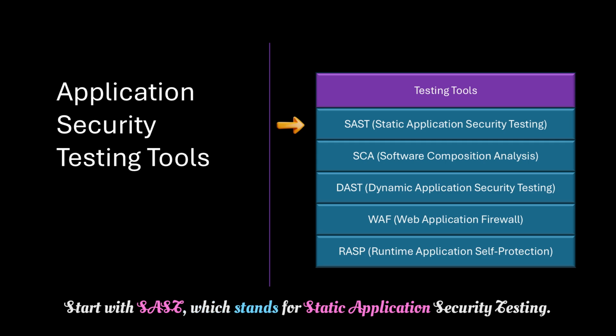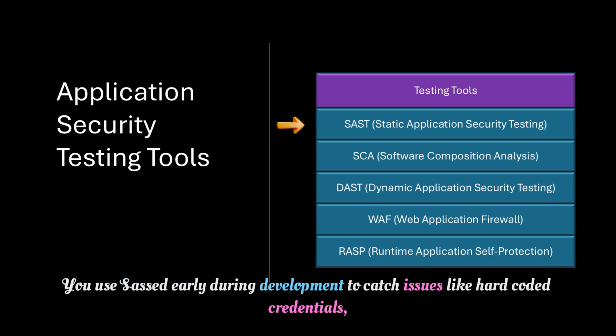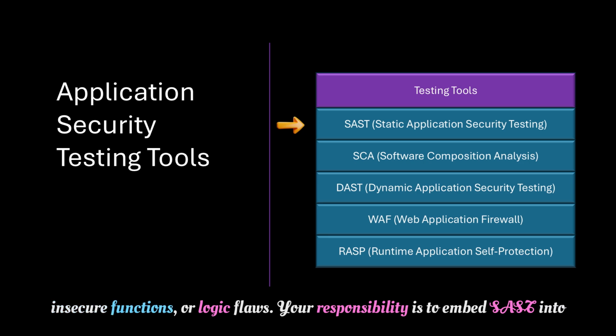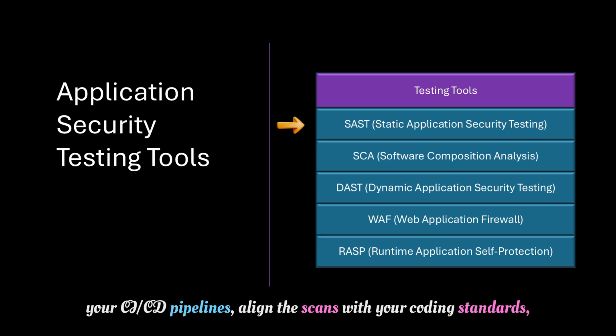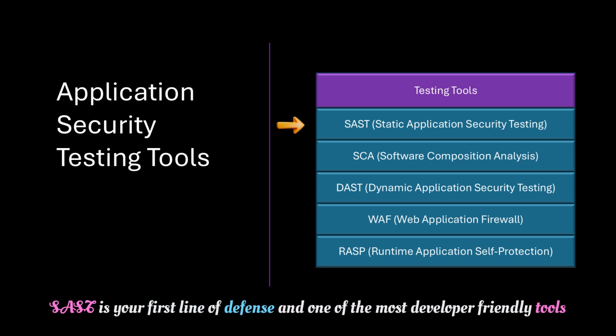Start with SAST, which stands for Static Application Security Testing. These tools scan your source code, bytecode, or binaries before the application even runs. You use SAST early, during development, to catch issues like hard-coded credentials, insecure functions, or logic flaws. Your responsibility is to embed SAST into your CI/CD pipelines, align the scans with your coding standards, and set clear thresholds for what must be fixed before code progresses. SAST is your first line of defense and one of the most developer-friendly tools you can deploy.